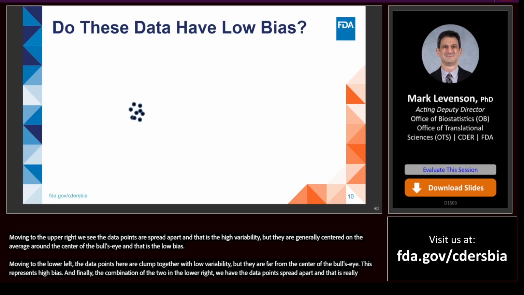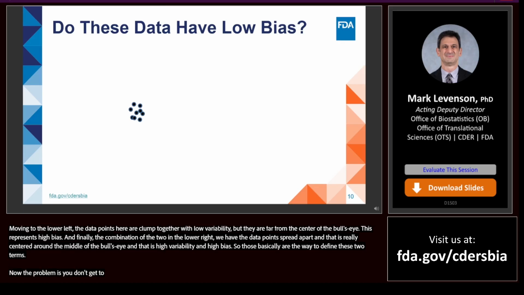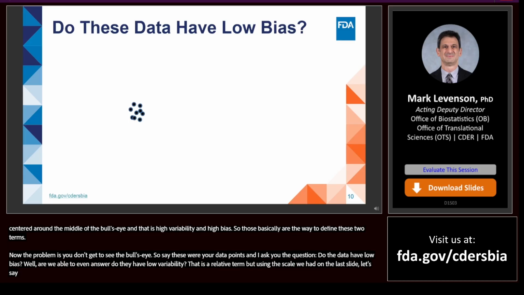Now the problem is you don't get to see the bullseyes. So say these were your data points, and I ask you the question, do these data have low bias? Well, let's say, are we able to even answer, do they have low variability? Well, that's a relative term, but using the scale we had on the last slide, let's say these data points have low variability. But because we don't have the bullseye here, we don't know the true answer, because that's why we're running the clinical study. We don't know if these data points are centered on the truth or centered around some value away from the truth. So we don't know about the bias in this case.